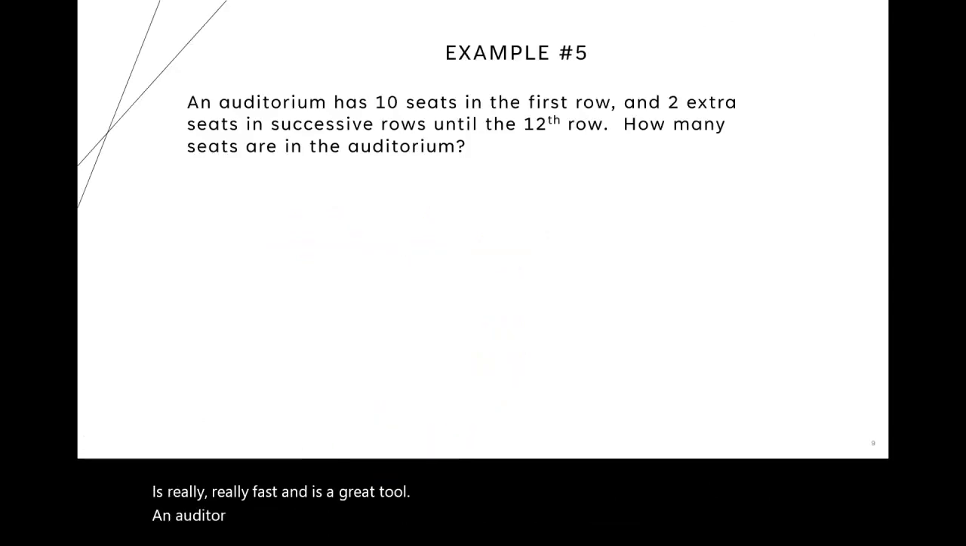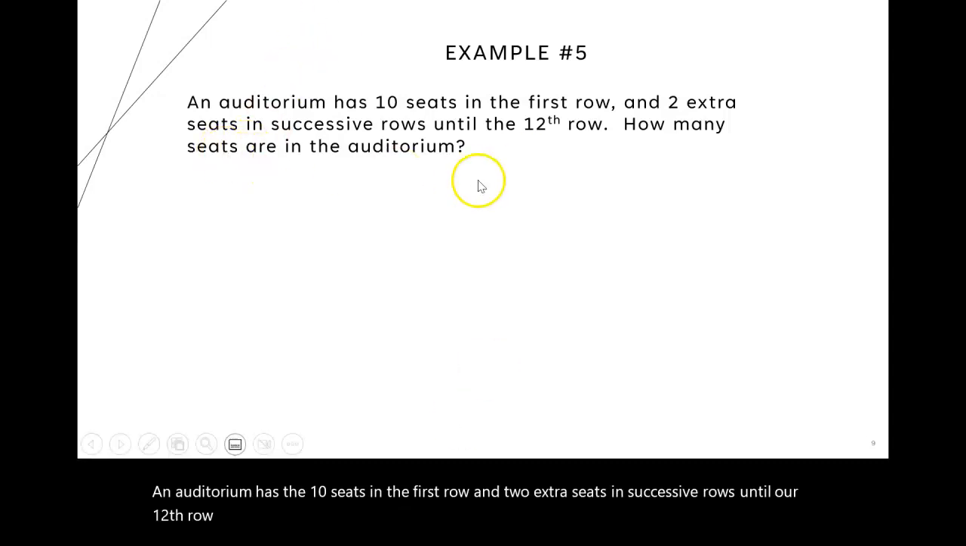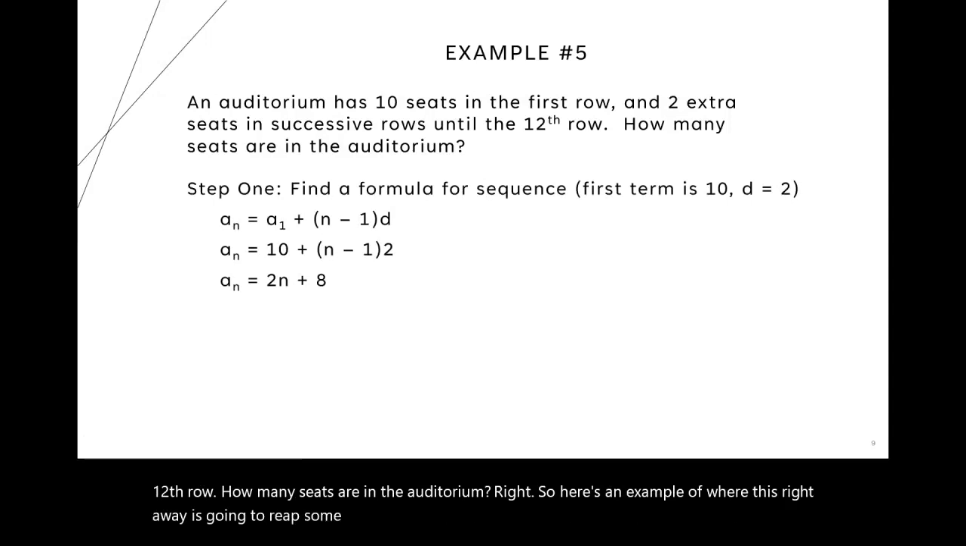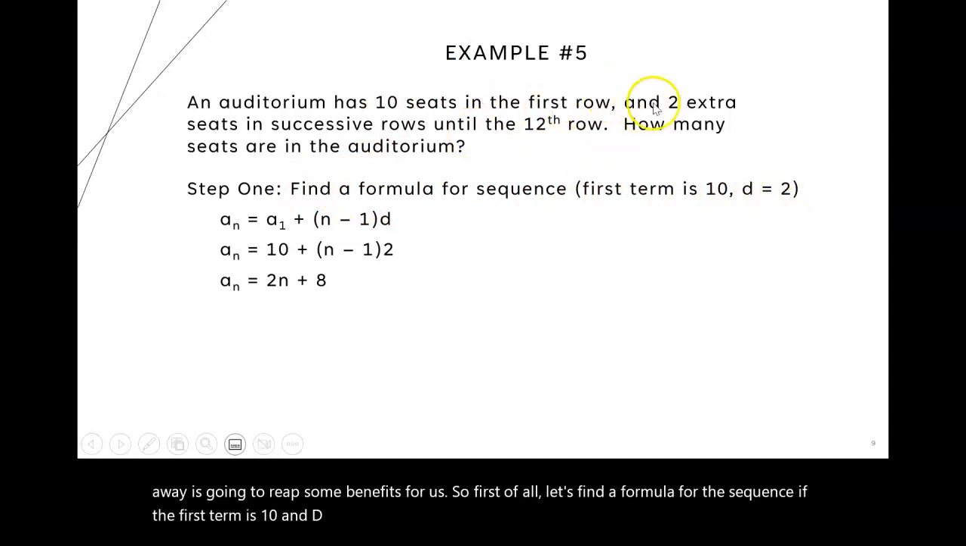An auditorium has 10 seats in the first row and 2 extra seats in successive rows until our 12th row. How many seats are in the auditorium? Here is an example of where this right away is going to reap some benefits for us. First of all, let's find a formula for this sequence if the first term is 10 and d is equal to 2, because we're going up by 2 seats in each row.